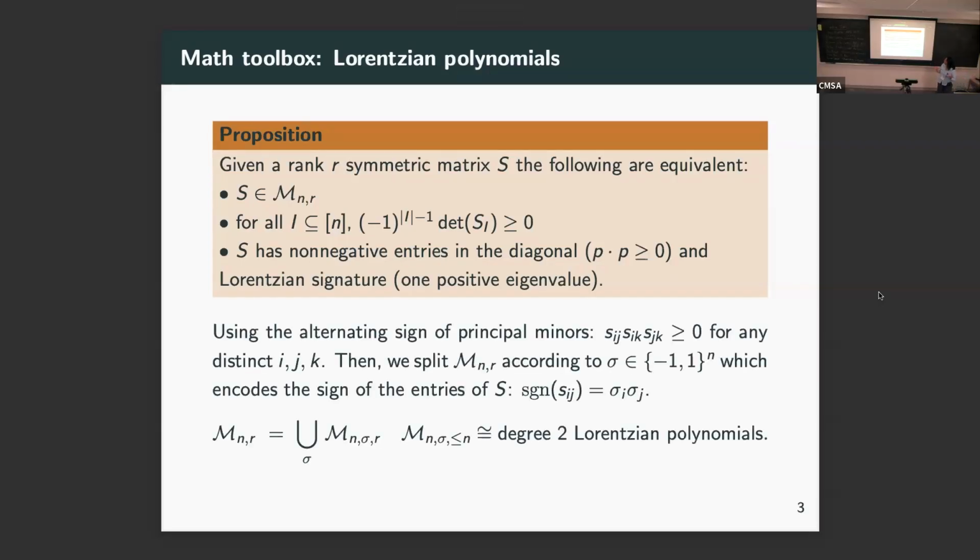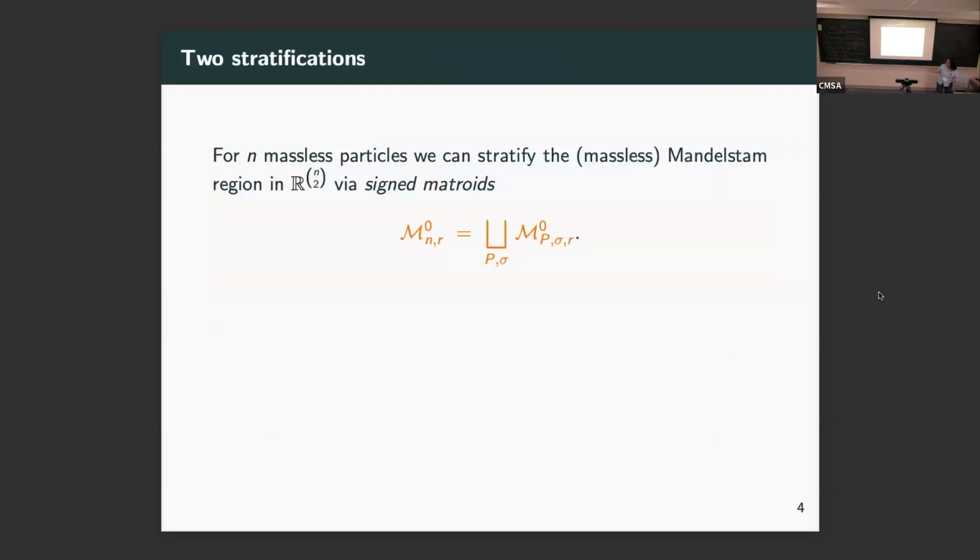And while using this alternating sign of the principal minors, we can split our Mandelstam region according to the signs of the entries of S, which gives us a way to write this Mandelstam region as a union of smaller spaces, which are basically just signed versions of Lorentzian polynomials. But the interesting part is when we start imposing more natural conditions that come from physics. So the first thing we considered was what happens when you have massless particles. And in this case, we can stratify our region via signed rank 2 matroids. So this is just a rank 2 matroid, and then we consider some signs on the ground set.